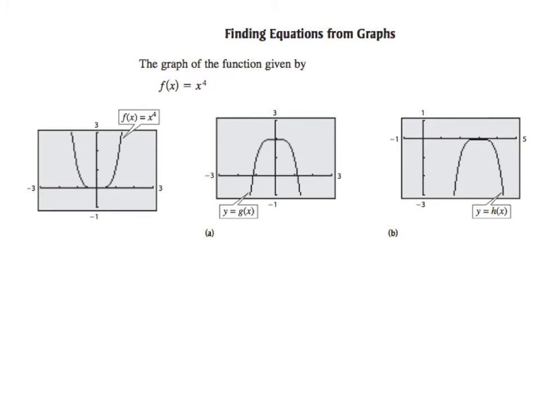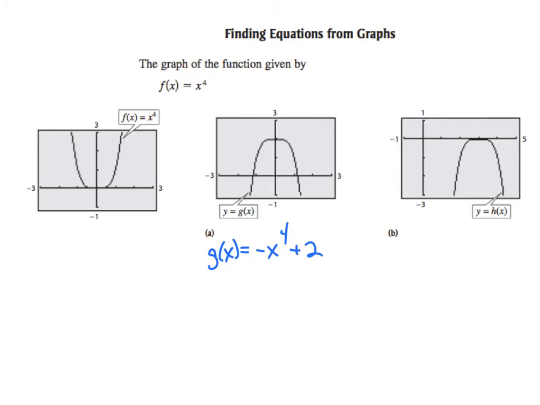You reflected. I reflected, true that. What else did I do? You went up 2. I went up 2. So how can we write that? g of x equals negative x to the 4th, and then plus 2. So that's what that new function is.